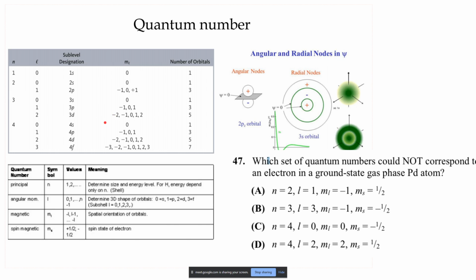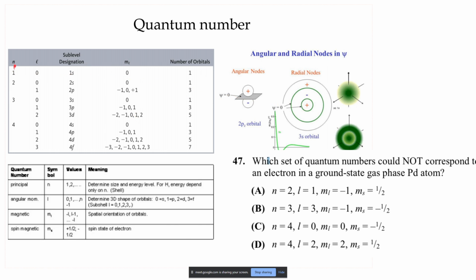So this particular type of question is a lot easier if you just go down the options and take a look at what is possible and what is not possible. And like I said earlier, the MS really doesn't matter as long as the MS is 1/2 or negative 1/2. You should just disregard the MS value.